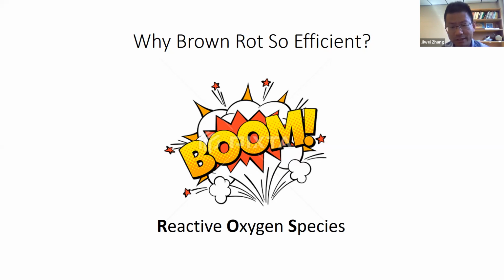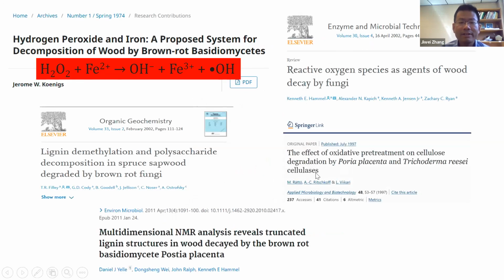These species can include, for example, the hydroxyl radicals, which are very strong radicals that can aggressively attack the polymers, and also some other radicals derived from the hydroxyl radicals. This has been proved by much previous research: brown rot fungi use reactive oxygen species, ROS, to decay the wood.